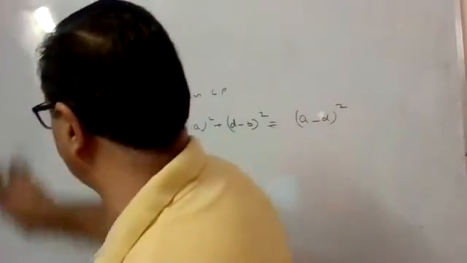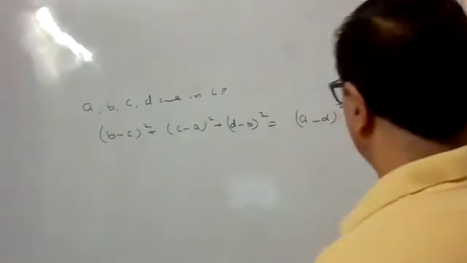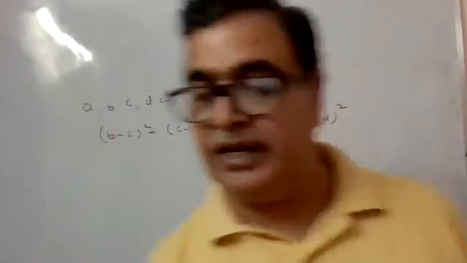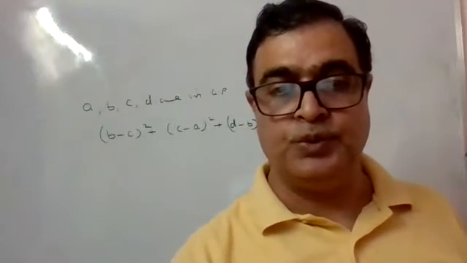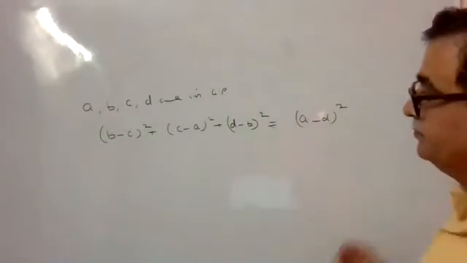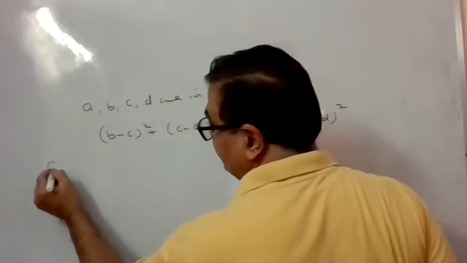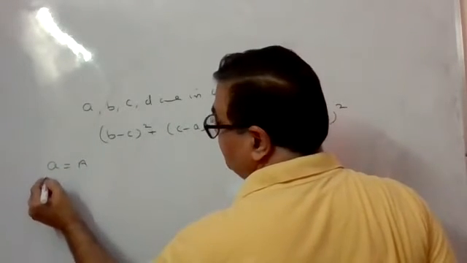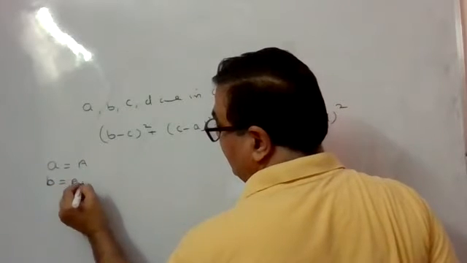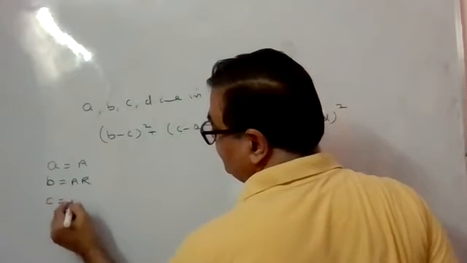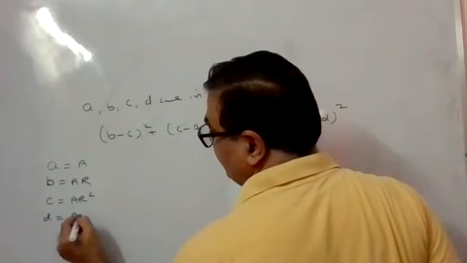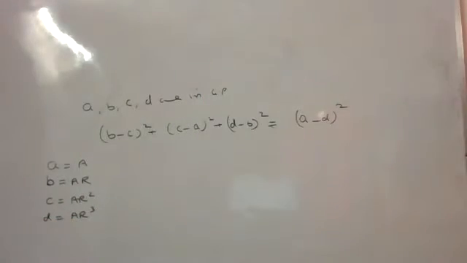Yes, how to do this? Sir, take A as capital. First, we will take the four terms A, AR, AR square and AR cube. These are A, B, C, D. Let A be capital A, the first term, B will be AR, C comes out to be AR square, and D comes out to be AR cube. As they are in GP, we have taken this assumption.